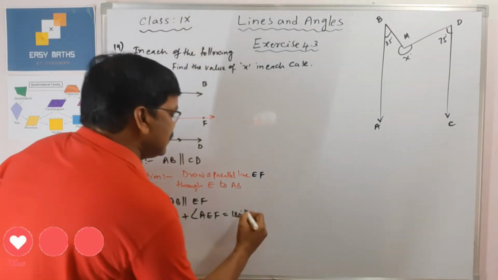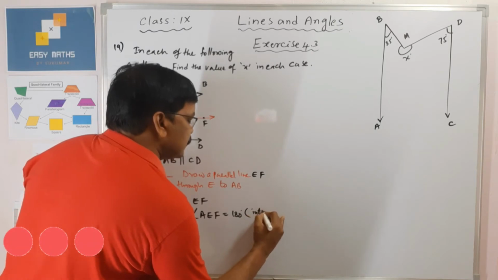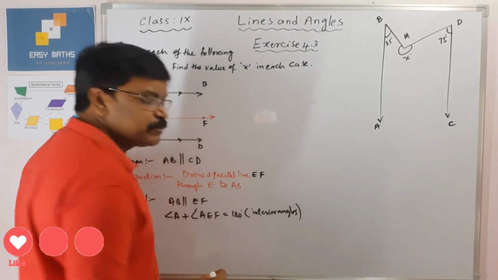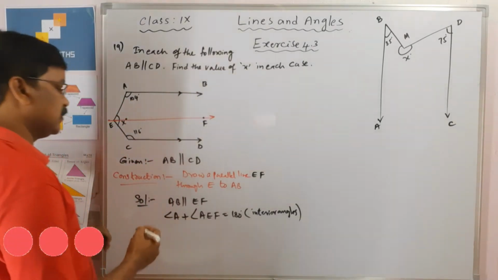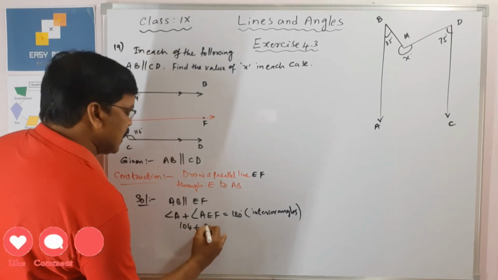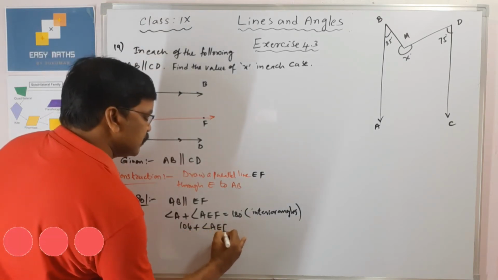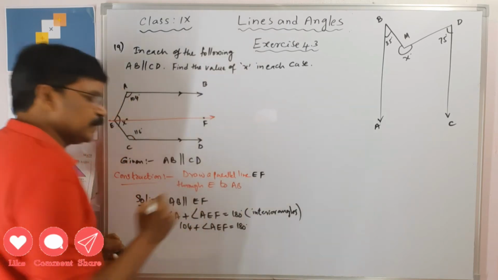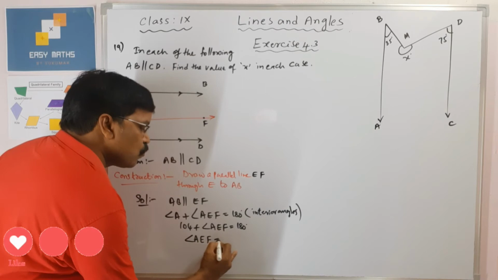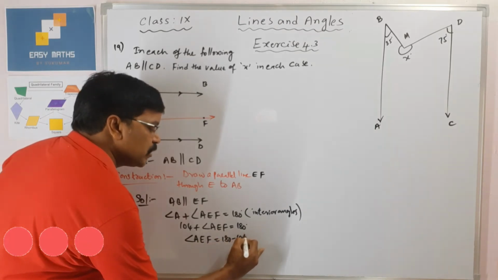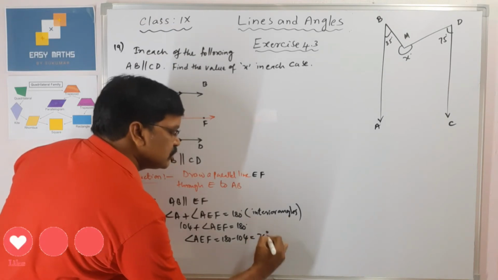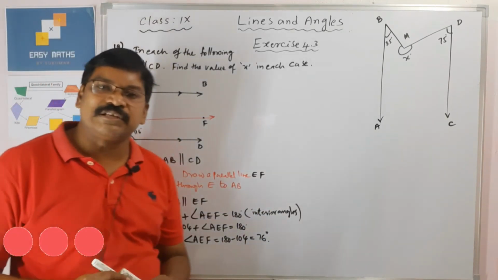The reason is interior angles on the same side of the transversal are supplementary. So what is angle A here? 104 plus angle AEF is equal to 180. So what is angle AEF now? 180 minus 104, so this is equal to 76 degrees.